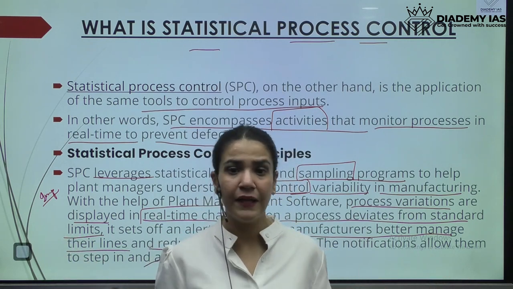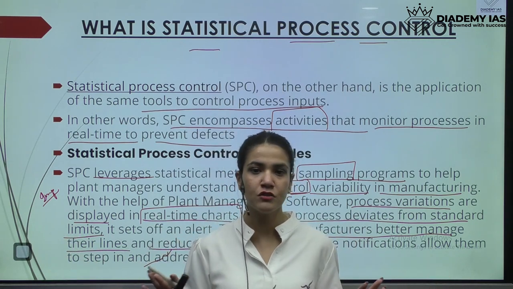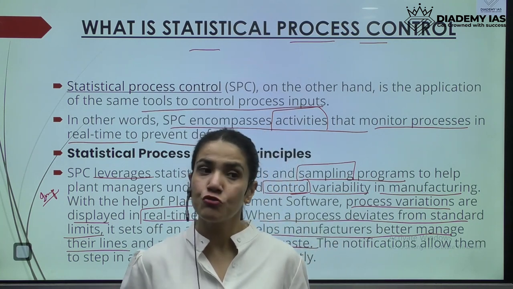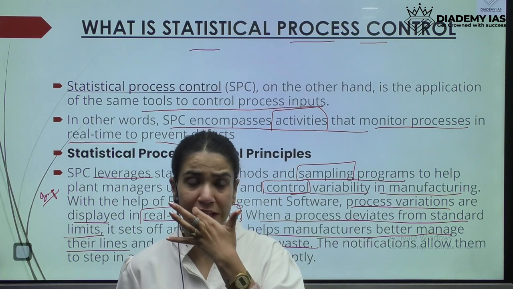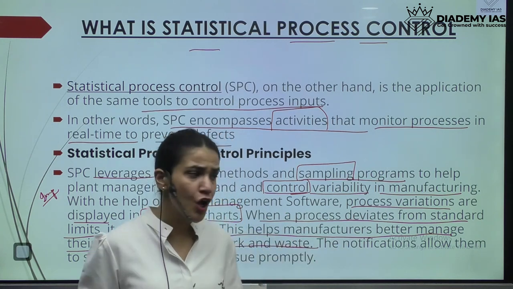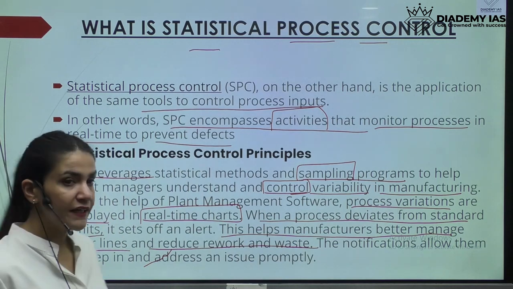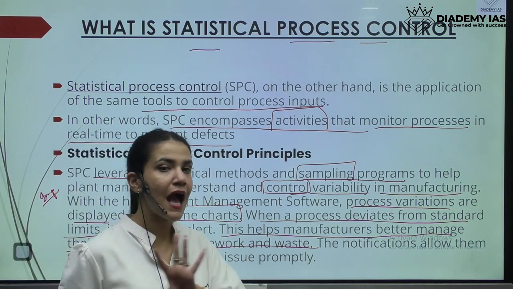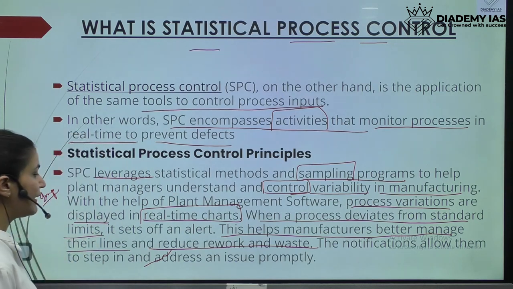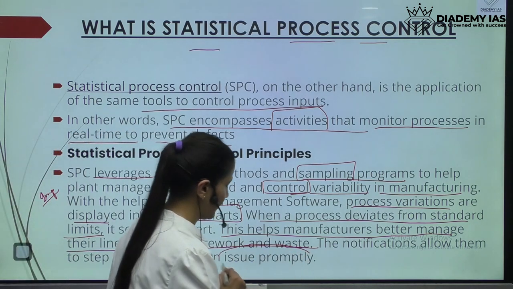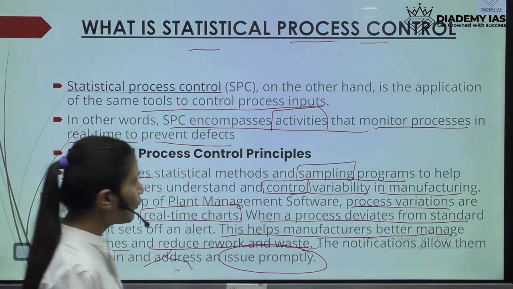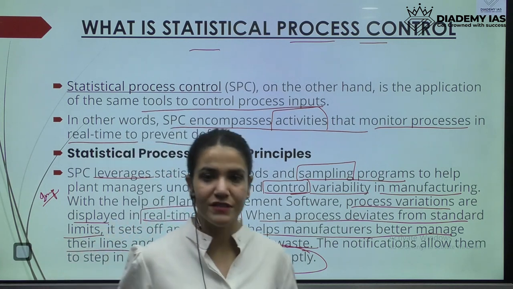And in real time, no business organization is working with the luxury of cash flows, right? So the kind of time constraints they have, the kind of environment, all those factors are very significant. So they have to make sure that they reduce this rework and there is absolutely no wastage of resources. These notifications allow them to step in and address issues quickly and promptly for sure, right? I hope you have understood what statistical process control is now.